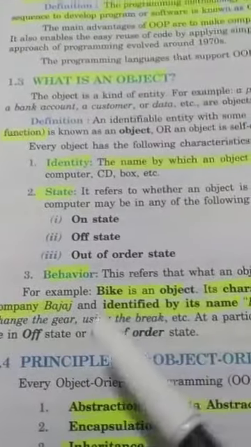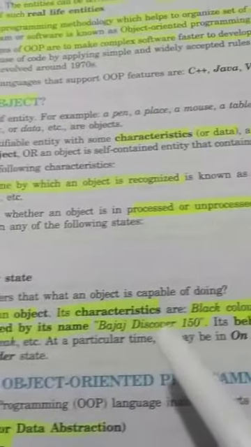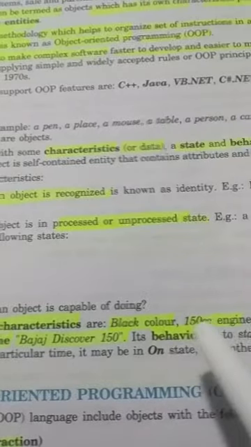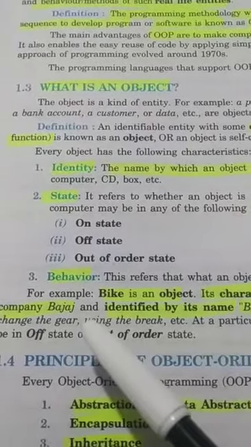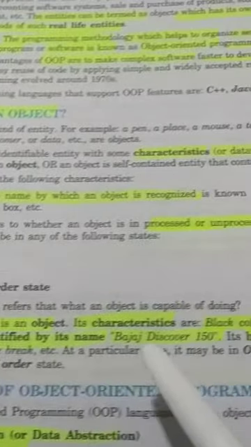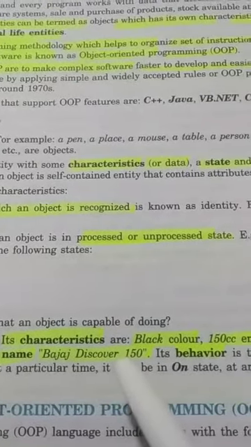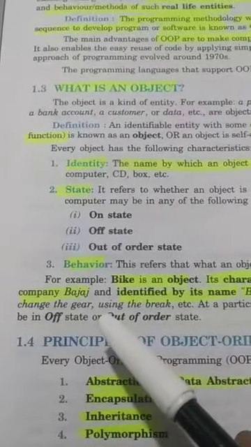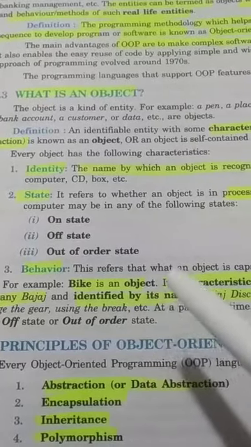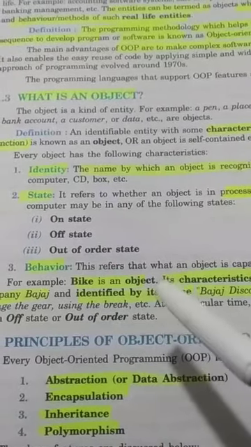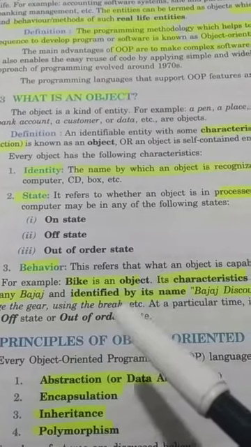Here they are taking an example: a bike is an object. Its characteristics are black color, 150cc engine, and it can be identified because it is manufactured by the Bajaj company. Okay, and what is its speed and what features are there. So how this Bajaj bike is working, its function, its behavior, can be seen.